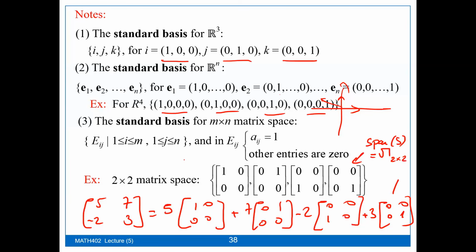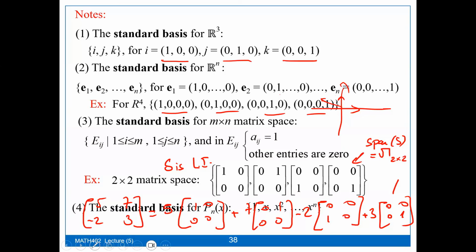And we can show that S is linearly independent. Okay? Linearly independent, spanning set. So it's a base. Any element of the vector space can be written as a linear combination of this set in a unique way.